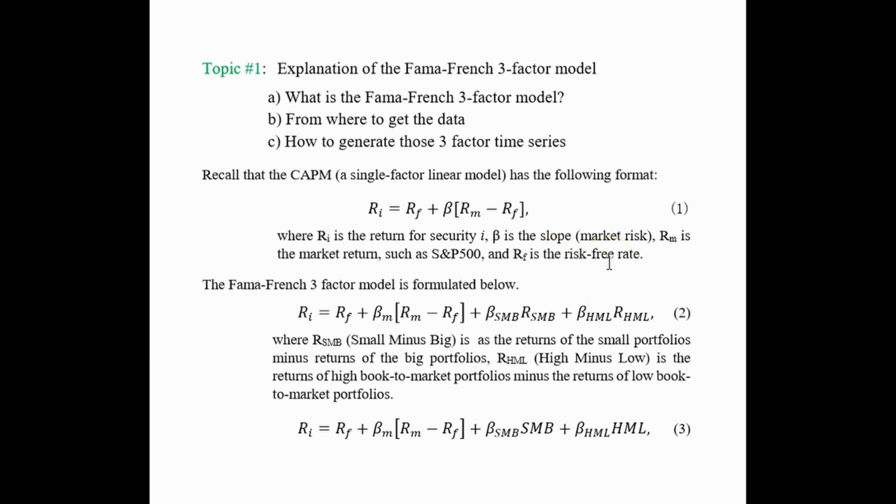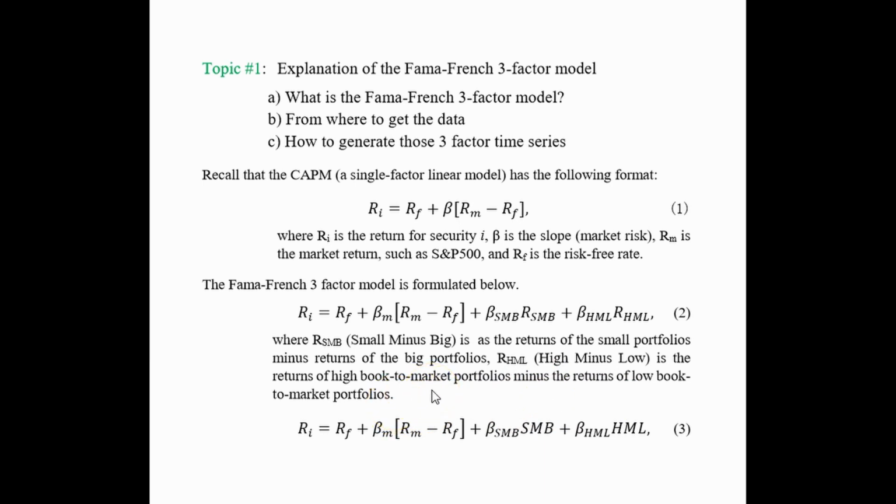Rf is the risk-free rate. The Fama-French three-factor model is simply an extension of CAPM. So you see the first part is exactly the same on the right-hand side, and we simply add beta SMB times R SMB, plus beta high minus low times R high minus low. So we have factor 1, factor 2, and factor 3. R SMB, small minus big, is the return of the small portfolio minus the return of the big portfolio. R high minus low is the return of the high book-to-market portfolio minus the return of the low book-to-market portfolio.